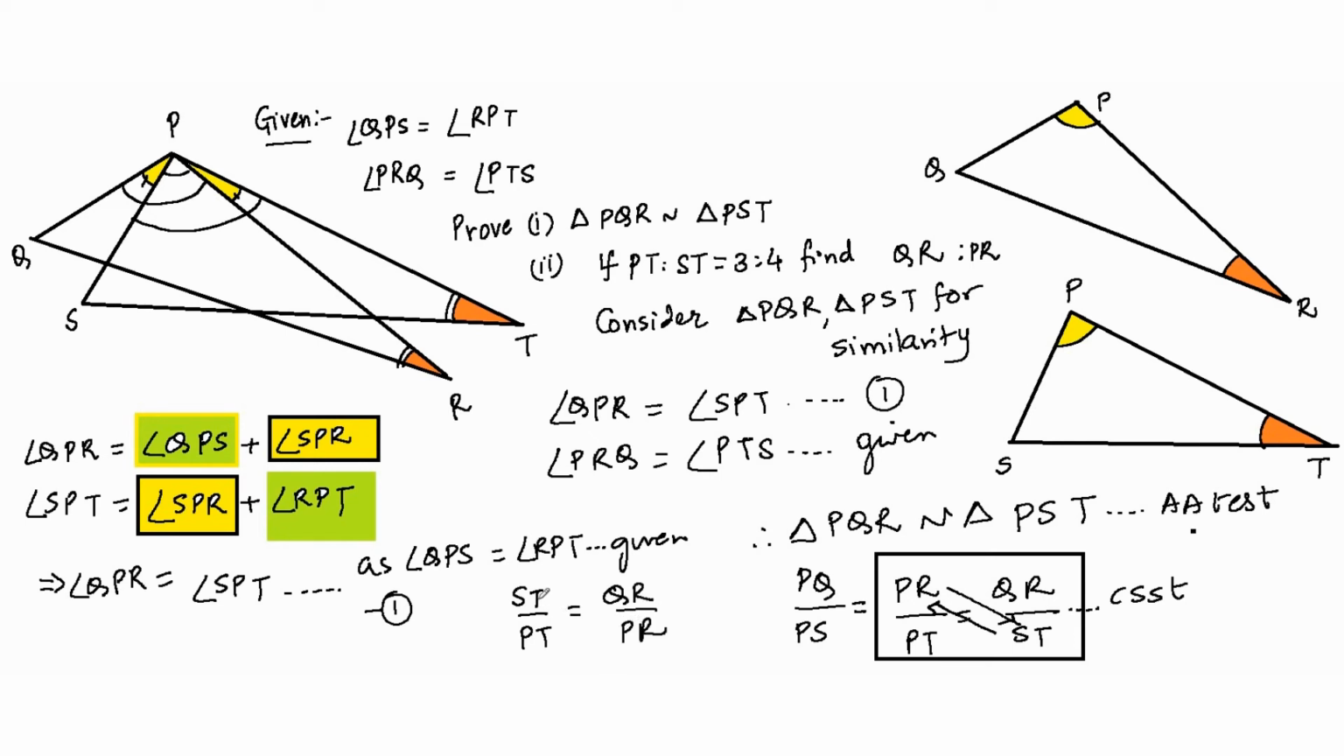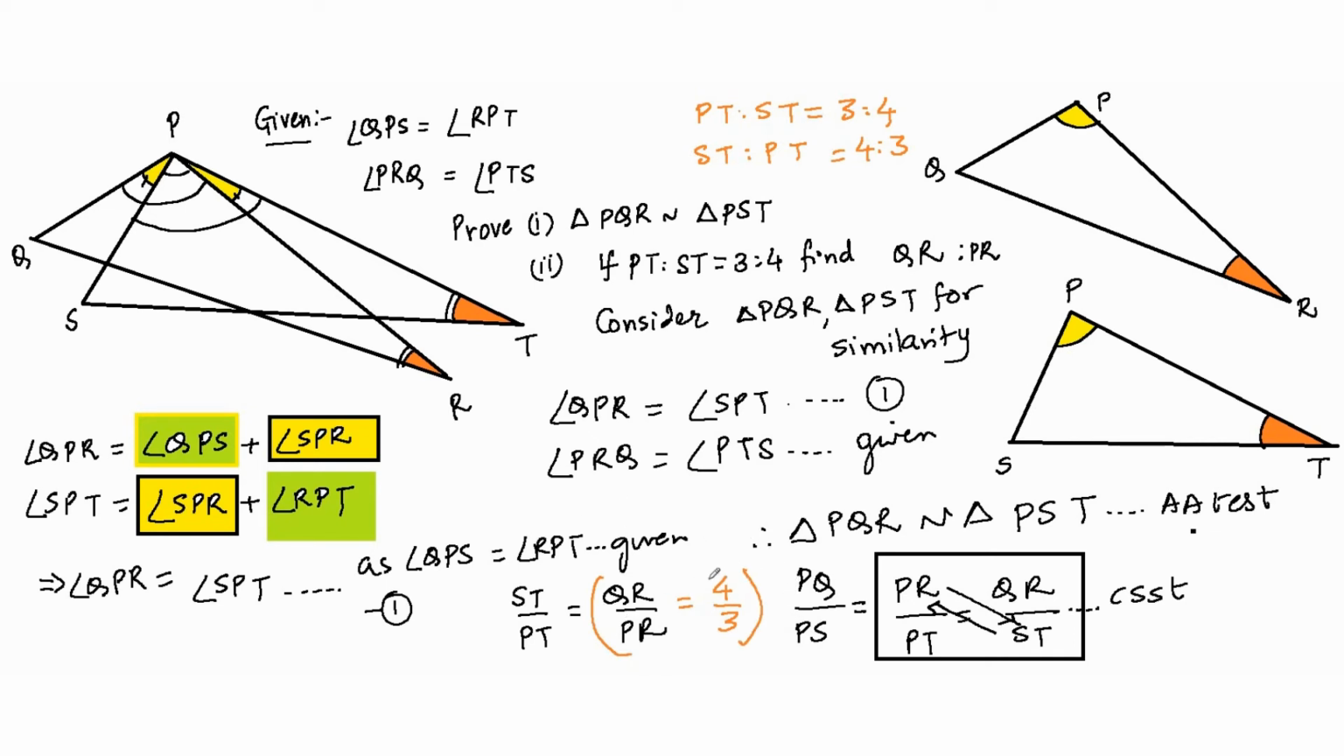And it's given that PT is to ST is 3:4, right? This is given to me. So PT is to ST is 3:4, which means if I take a reciprocal on both sides, I will get ST is to PT equal to 4:3. And therefore, this is going to be 4 upon 3. And therefore, QR upon PR is going to be 4:3.